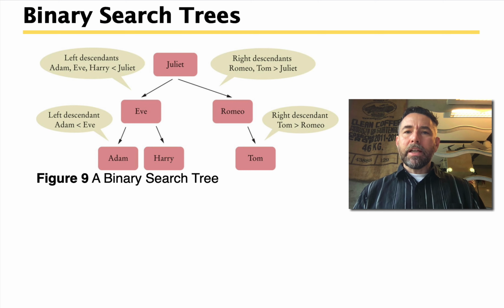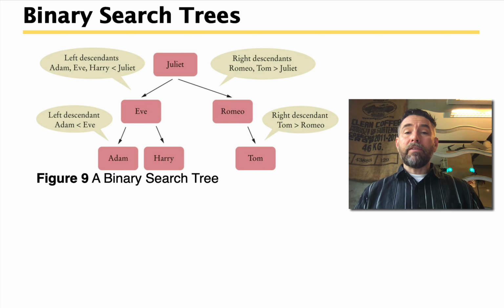Here's an example of a particular binary search tree filled out with names. You can see that at the root node, the data string Juliet is present. That's what we're storing in that node. And then additionally, there's a left and right child. The left child points to Eve and the right child points to Romeo. And as you look at this, you can see that in the sense of alphabeticalness, Eve is less than or before Juliet, and Romeo is greater than or after Juliet. So left things come alphabetically before and right things come alphabetically after.